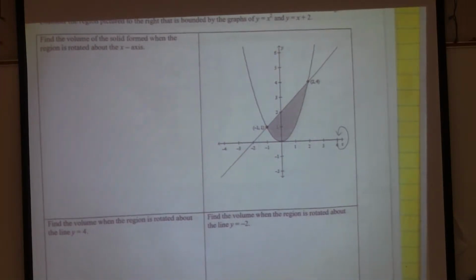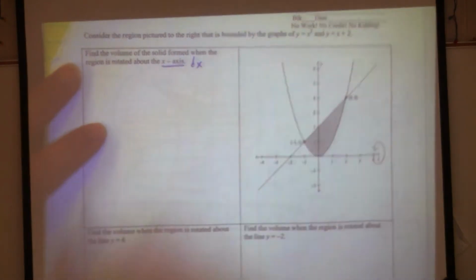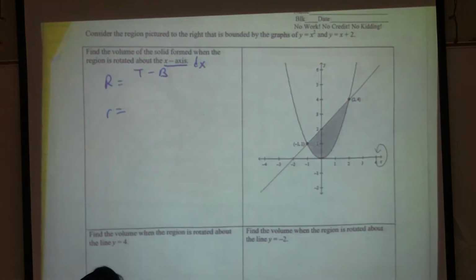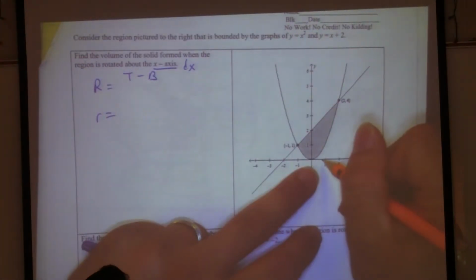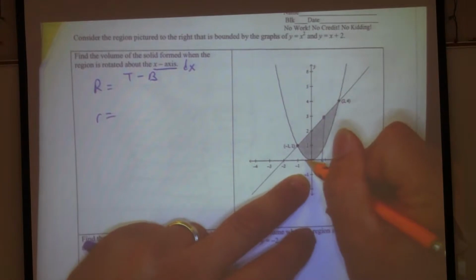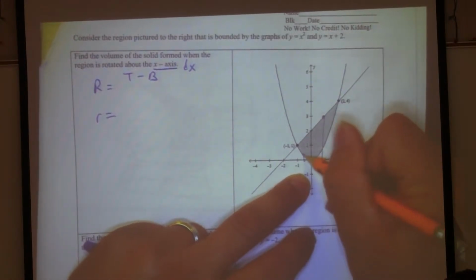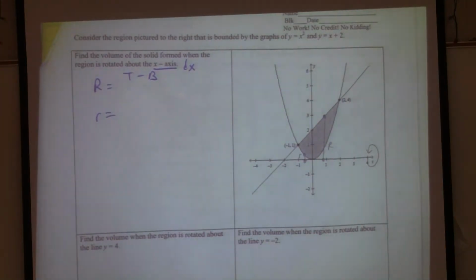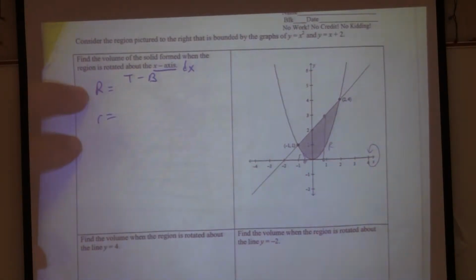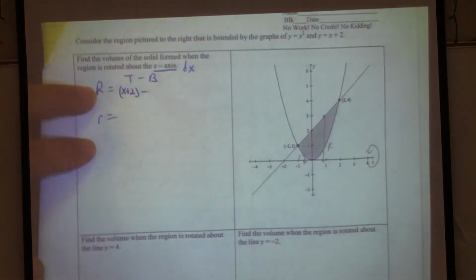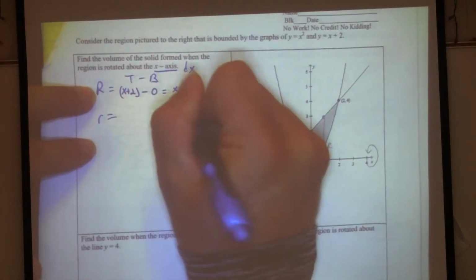So, we know since it's the x-axis, it's a dx problem. Big R, we just need to do top minus bottom. Little r, again, go to the axis of revolution and go to the one furthest away for big R, then go to the axis of revolution and go to the one closest to it for little r. Cool? So big R, what's the top? x plus 2, minus the bottom, minus 0. Zero in this case, so it's just x plus 2.